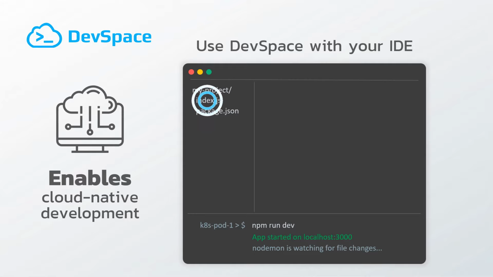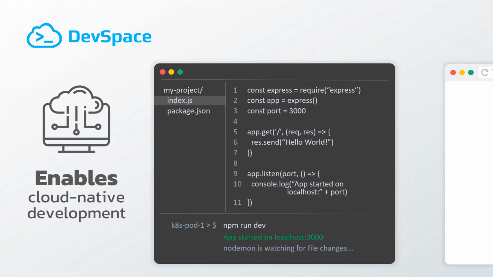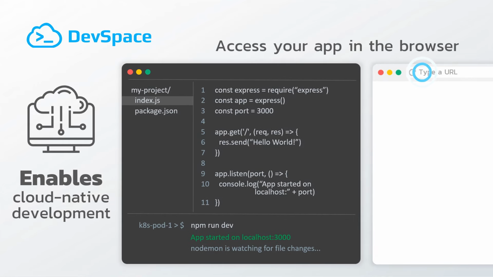If we take a look at the code, we can see that this application is a simple Hello World web server. Thanks to the port forwarding, we can easily access this application via localhost port 3000, directly from our browser. There it is, Hello World. Now let's start developing this application.